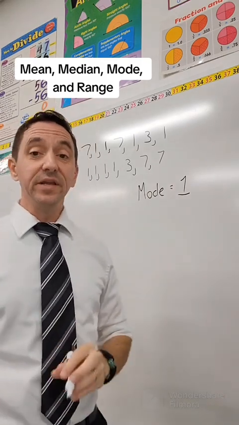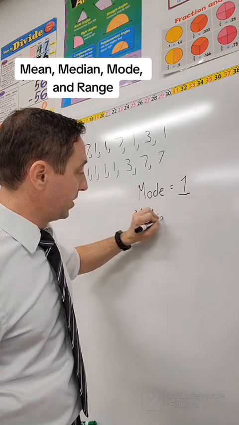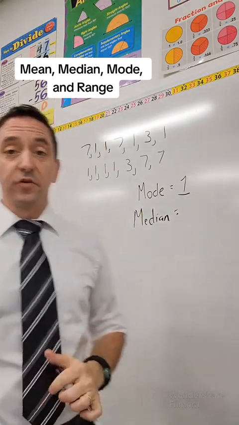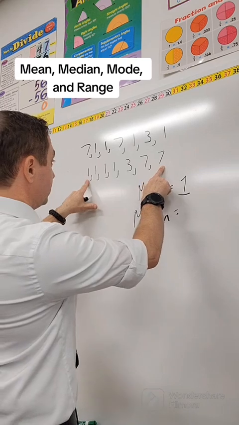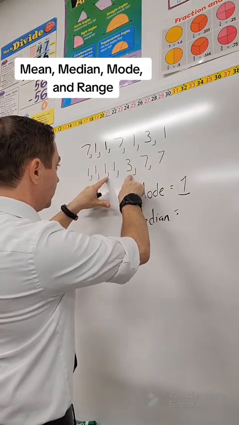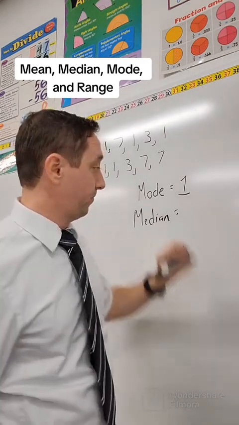Next, I'm going to look for my median. And my median is simply the number in the middle of my data. So I'm just going to work outside in until I get to the number in the center. In this case, again, the median is 1.